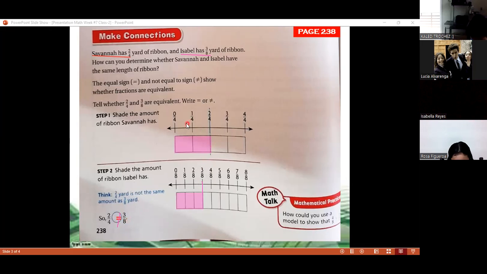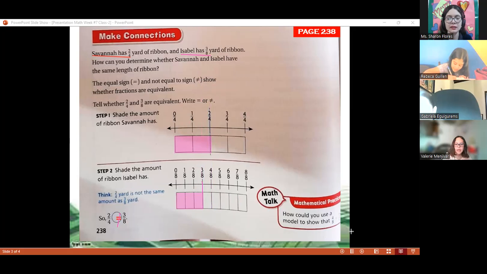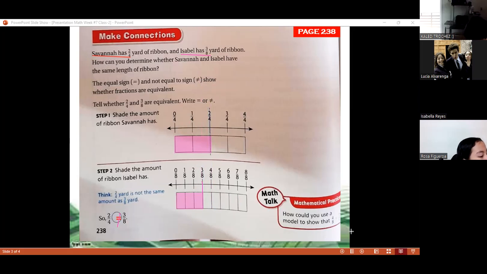Because even though I divide the first one into 4 parts and the second one into 8 parts, I'm not coloring the same amount. Look here, we use the line to show. What we need to color, we have to have Savannah and Isabel with the same amount. Maybe if Isabel has 4 out of 8, it's going to be equivalent. Look here, it's going to be the same. But she has less. She only has 3 out of 8 jars of ribbon. So we see they are not equivalent fractions.